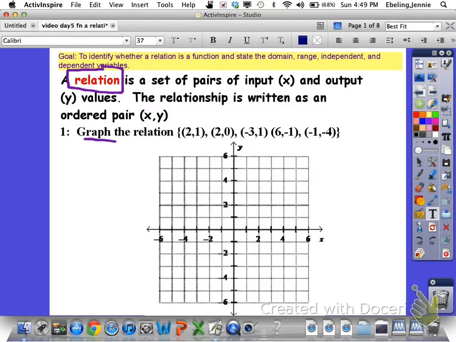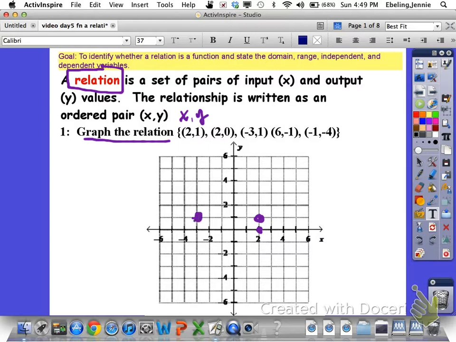In number 1, I ask you to graph the relation. I have the point 2, 1. I have the point 2, 0. Remember, the x comes first, so you go to the x value, and then you go up or down the y value. Negative 3 means I need to go over to the negative 3 and then go up 1.